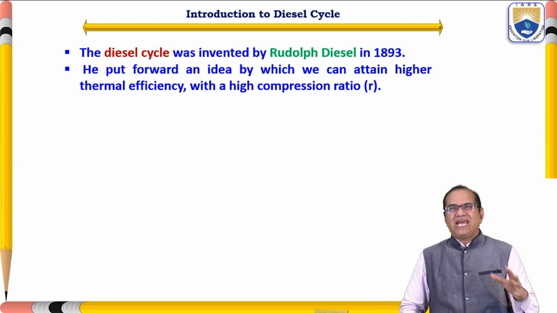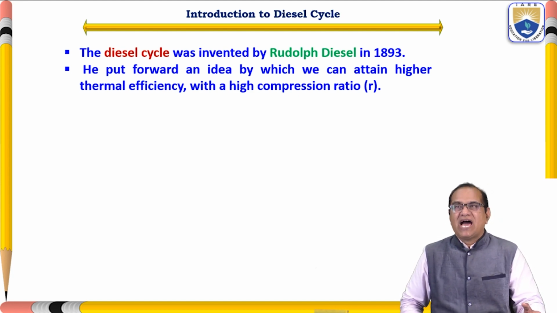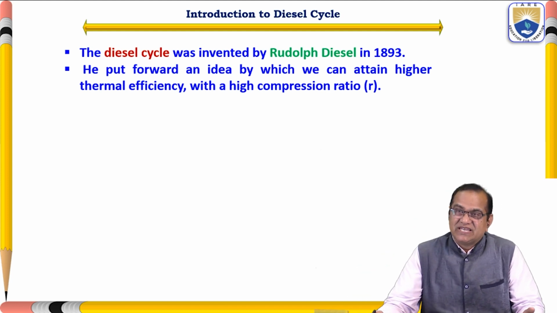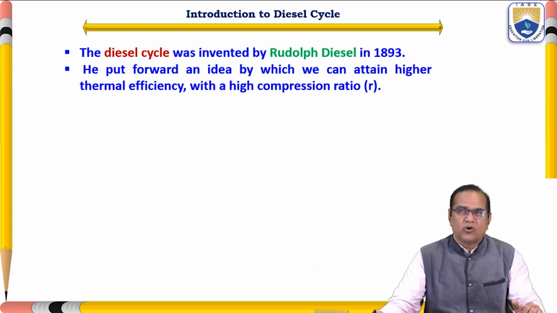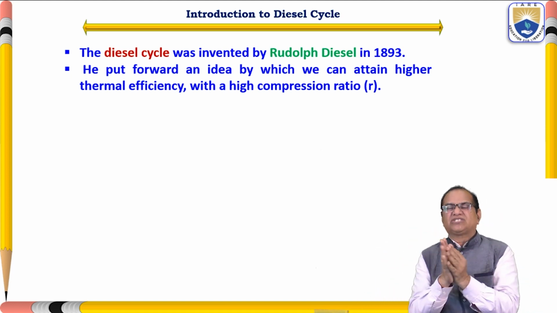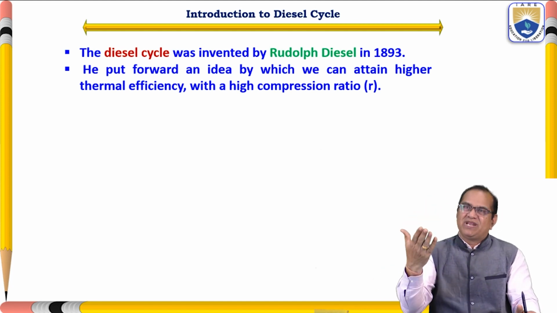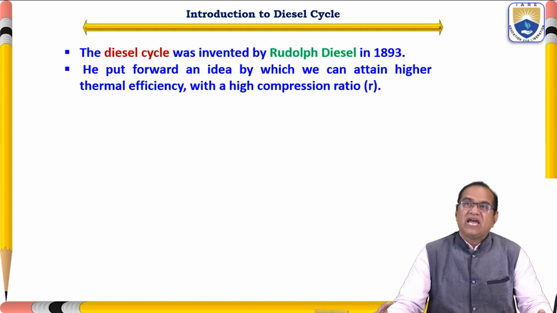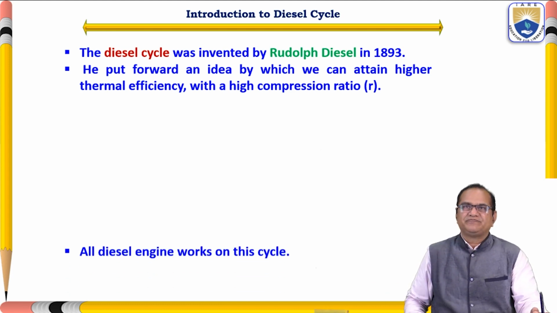He thought about how we can develop a high compression ratio, because the higher the compression ratio in the Otto cycle, the more you can increase the efficiency. But we cannot make the compression ratio as high in the Otto cycle as in the diesel engine, because the petrol and air are mixed, come in, and then are compressed. If you make the compression ratio high in the Otto cycle, pre-ignition will take place and ignition will not be proper. That is why we are not using a high compression ratio for the petrol or SI engine, or Otto cycle.